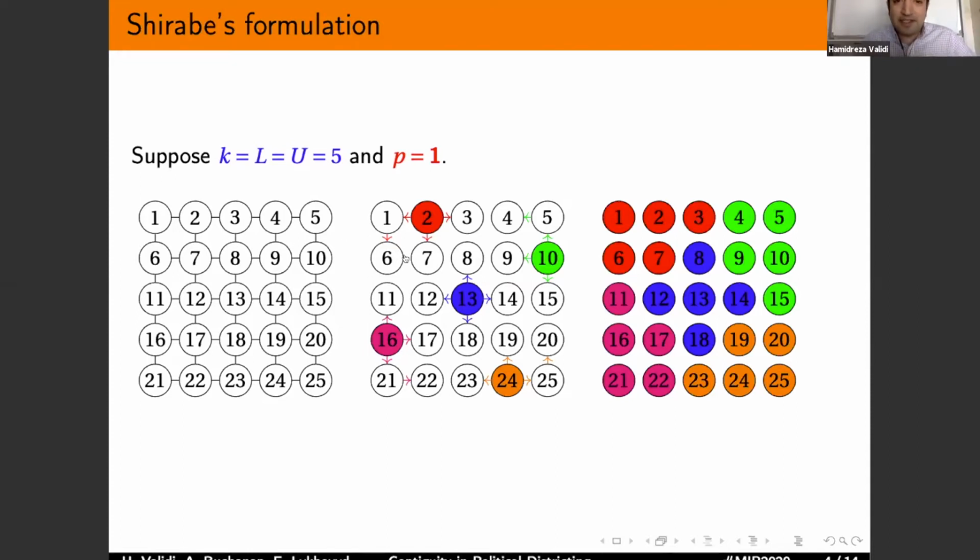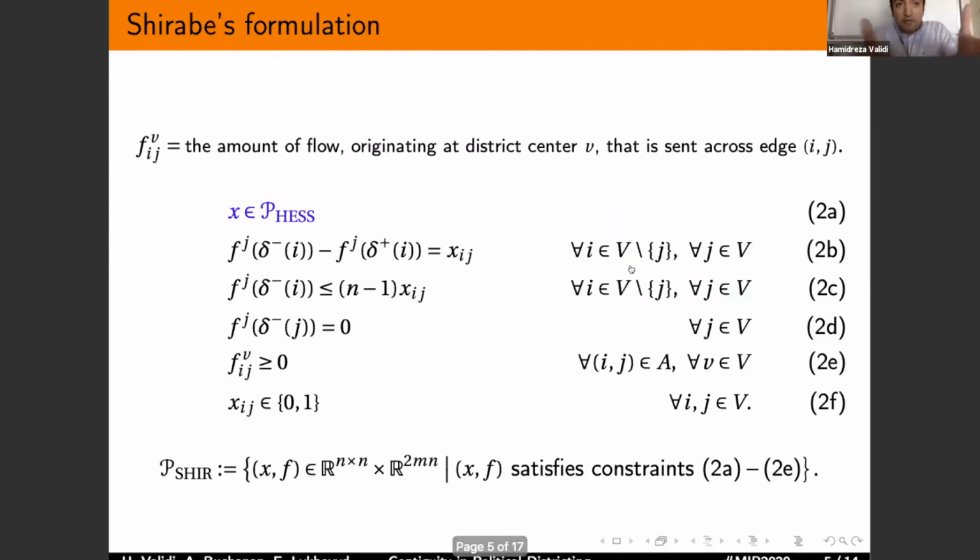The idea is, for example, if 6 is assigned to 2, then 2 should be able to send a flow with label 2 to vertex 6. This guarantees the connectivity that we can have in this graph, and this is the main idea. After imposing those constraints and solving the model, we can have such a nice figure on the rightmost side. This imposes contiguity by flows. So now you can see the Shirabe formulation. That was the general idea.